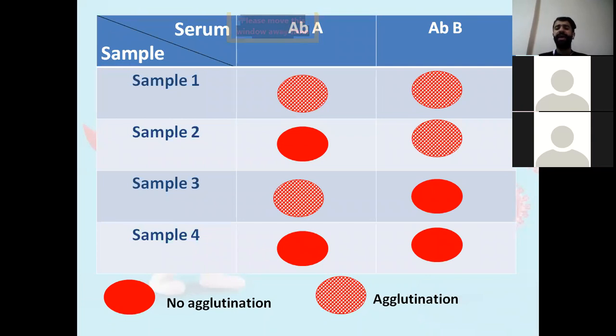هيدي الريزلتس: خدنا معنا 4 samples وزدنا لهم antibody A وantibody B. هيدي اللي فيها dots مثل مغربلة هي for agglutination، واللي هي red ما في عندي agglutination. So sample 1، step by step رح تحلوا معي. زدت له antibody A، إذا عمل agglutination يعني عنده أنتيجين A.